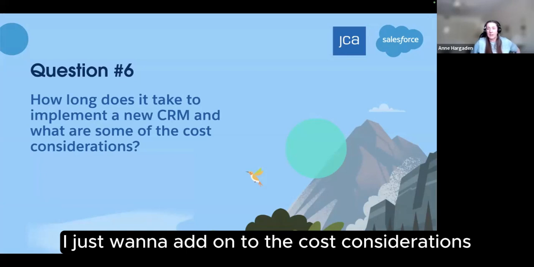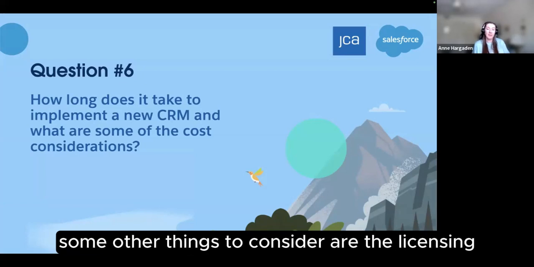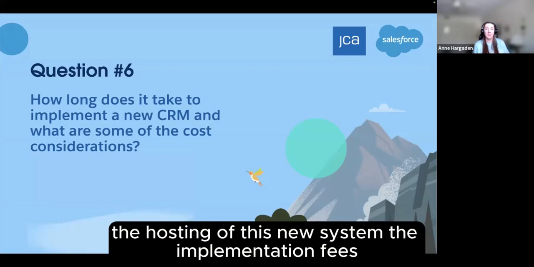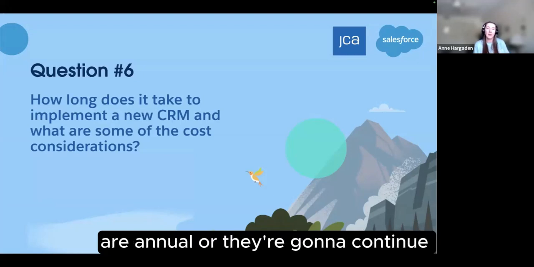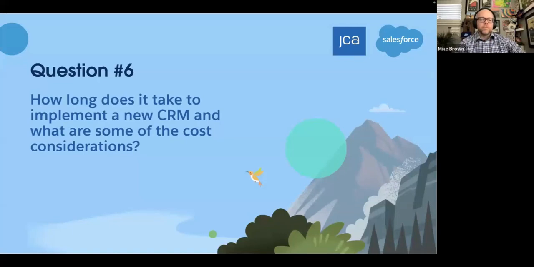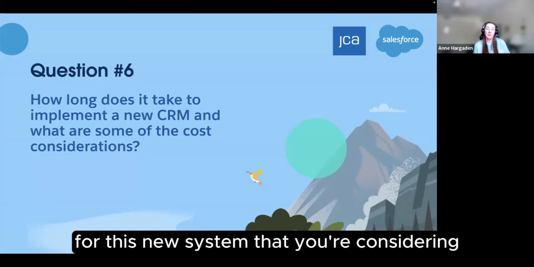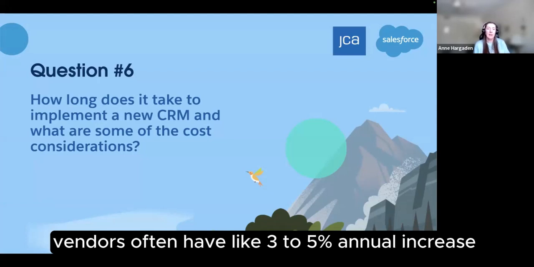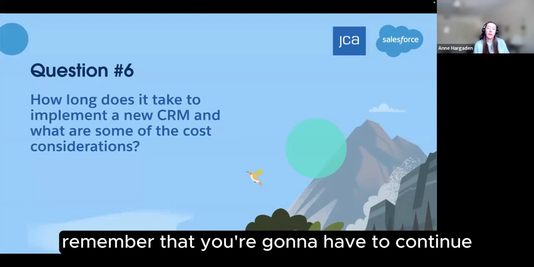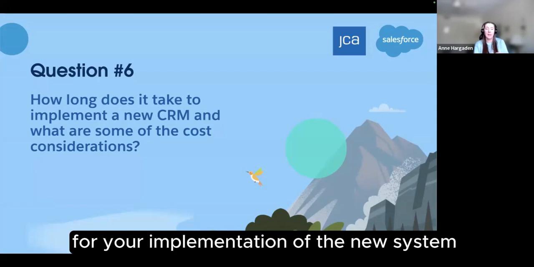I just want to add on to the cost considerations. You mentioned briefly consulting support or staffing backfill. Some other things to consider are the licensing that you'll need to pay for this new system, the hosting of this new system, the implementation fees. Those are one-time fees, whereas the licensing and hosting are annual, or they're going to continue. Are you going to have to pay to develop integrations? What's the length of the contract for this new system that you're considering? And what are the annual increases in that? Vendors often have a 3 to 5% annual increase. Remember that you're going to have to continue to pay for your current system while you're using it, as well as starting to pay those fees for your implementation of the new system.